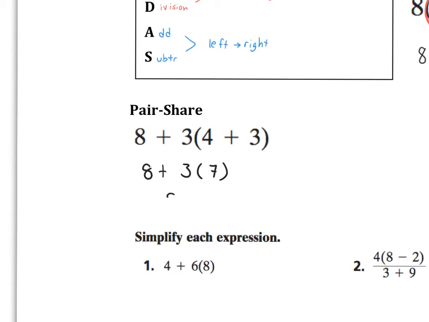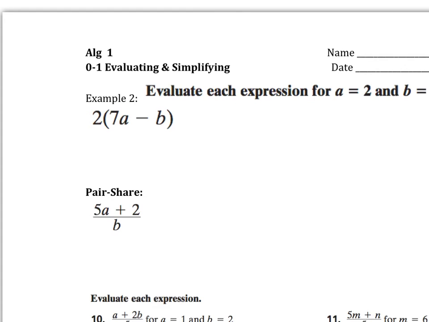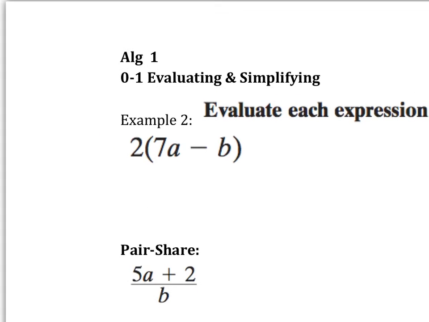So we get now 8 plus the 21. And then, of course, the last thing is 29. Box or circle your answer so it's easy to find. Now we're going to be on the back side looking at example number 2.